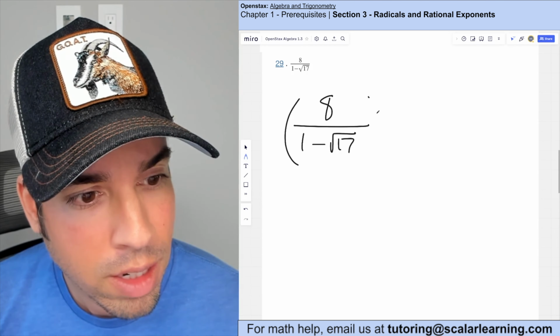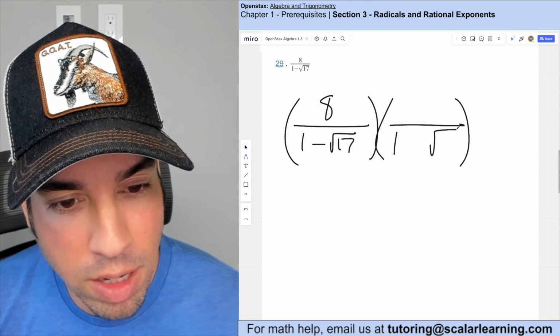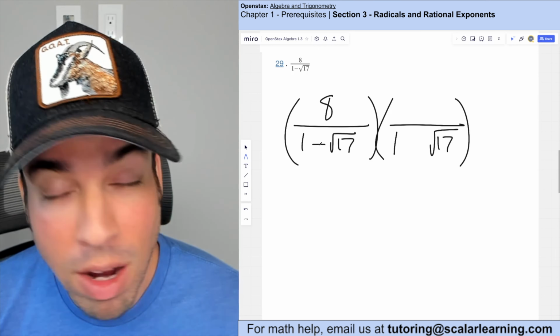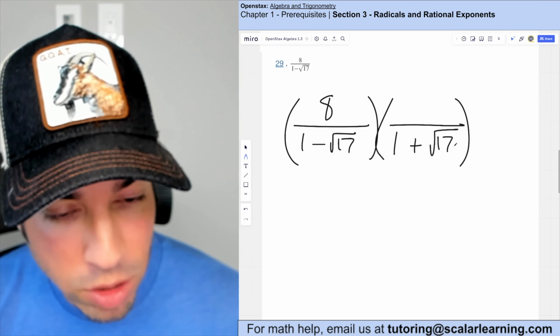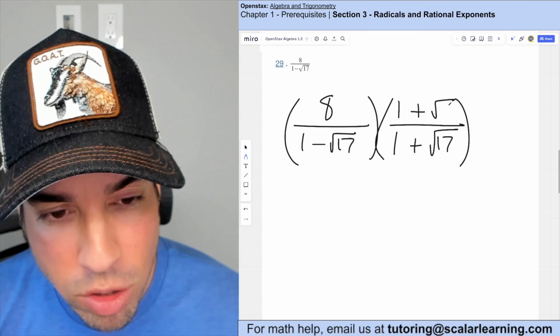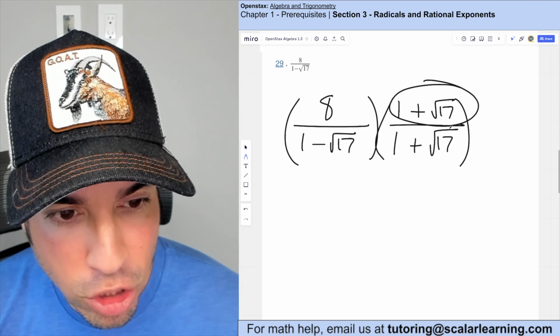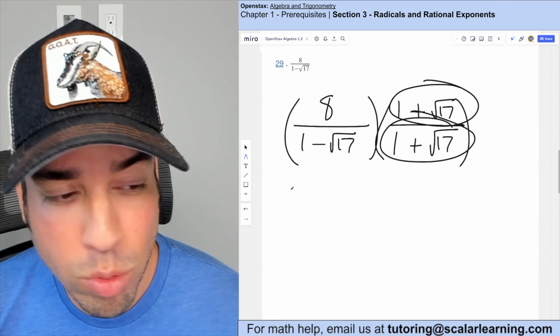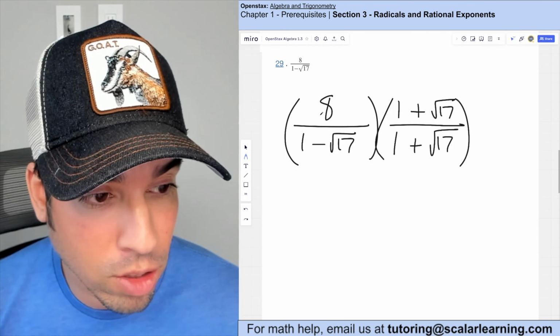So the conjugate is the exact same thing. It's 1 and square root of 17. But since there's a minus here, I flip that to be a plus. And since I can't just multiply by 1 plus square root of 17 on the denominator, I have to multiply that by that on the numerator as well, because then I have something over itself, the same expression over the same expression. Since that equals 1, this is feasible because this will not actually change the value of this expression.